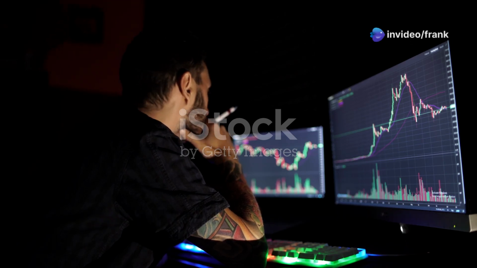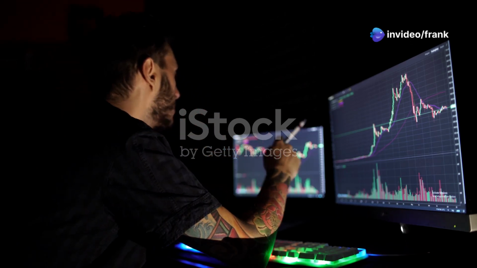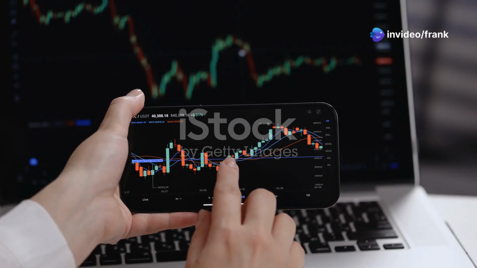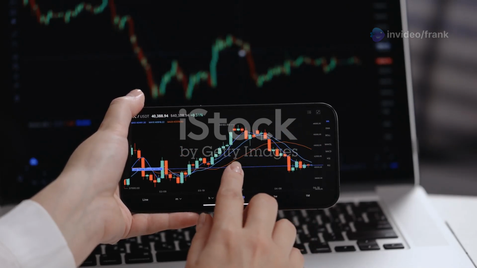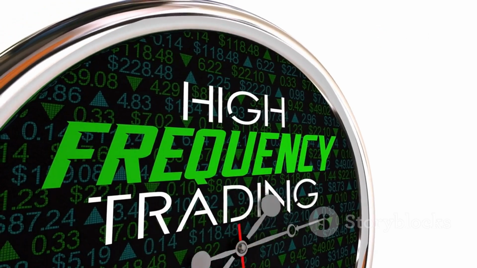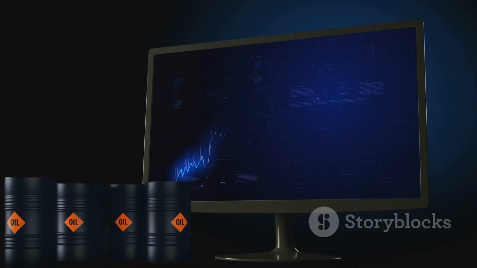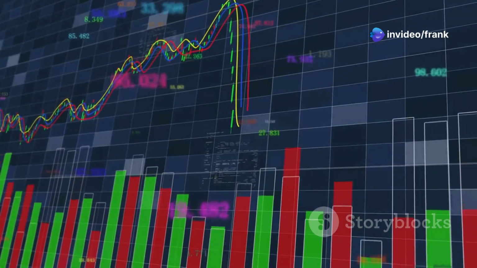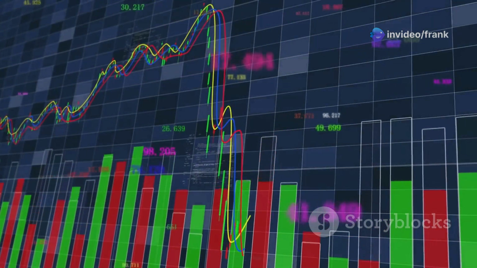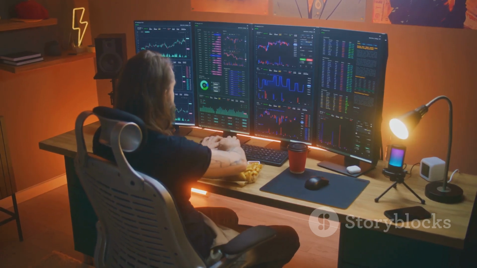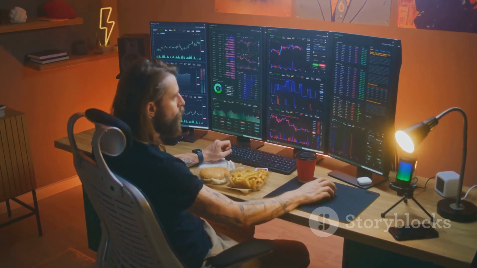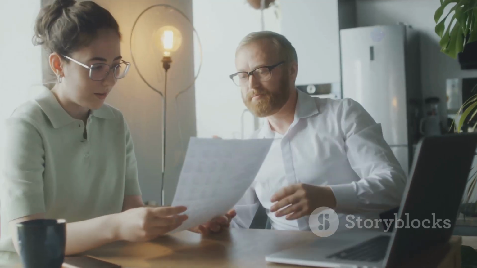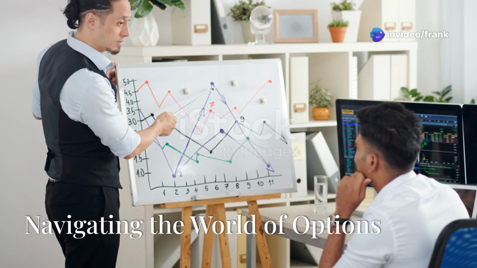Section 8. Risks and considerations in options trading. While options trading offers potential rewards, it also carries risks. One major risk is time decay. The value of an option erodes as the expiration date gets closer. Options are also affected by volatility. Large price swings in the underlying stock can impact option prices significantly. Options trading can be complex and requires a solid understanding of the markets. It's important to understand the potential risks and rewards before you start trading.